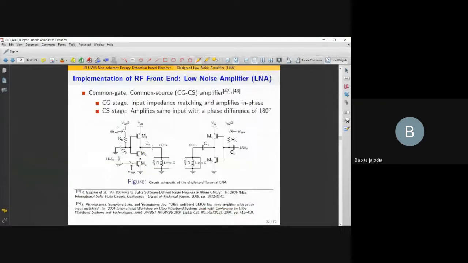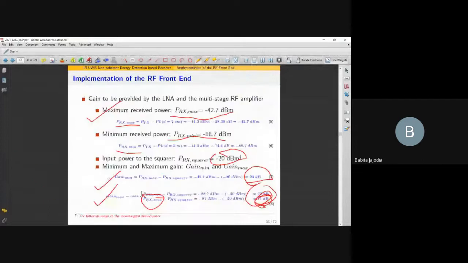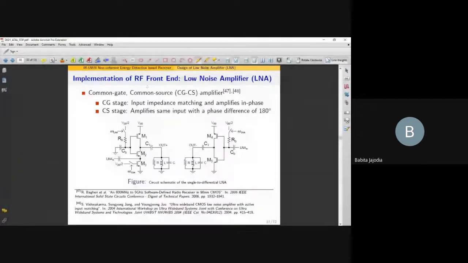So here comes how we started. As we mentioned, the RF front end will have three blocks. We have used the low noise amplifier and designed it using a common gate, common source topology. This is the architecture you can see: this is the LNA input, and we are getting the differential output. This has two advantages, common gate and common source. Common gate is the best to make the input impedance matching, as well as it amplifies in phase. And the common source will also amplify the same but with a phase difference. The common source will help us get the opposite phase, or you can say 180 degrees, because we need both phase outputs.